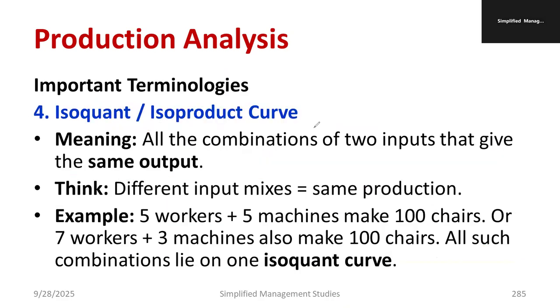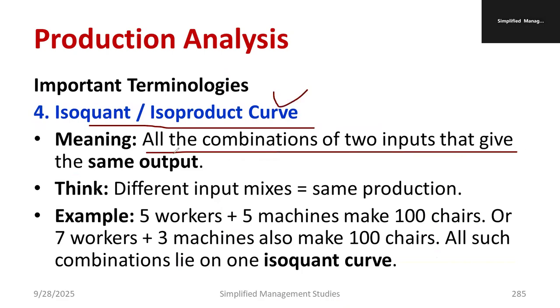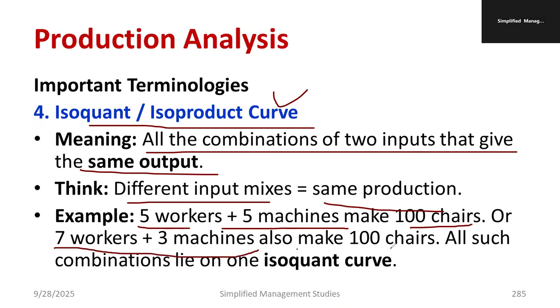Likewise, there is another line called isoquant. It is also known as the iso-product curve. The meaning is all combinations of two inputs that give the same output. That is called the isoquant line. That means different input mixes, same production. Am I correct? 5 workers and 5 machines make 100 chairs. Otherwise, 7 workers and 3 machines also make 100 chairs, but the time will be different. All such combinations form one isoquant curve. So I hope you understood the concept of the isoquant curve.